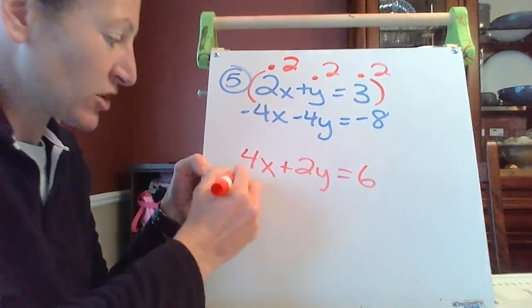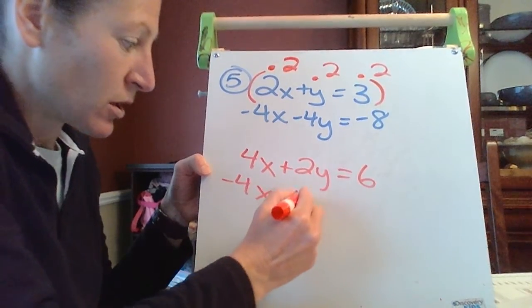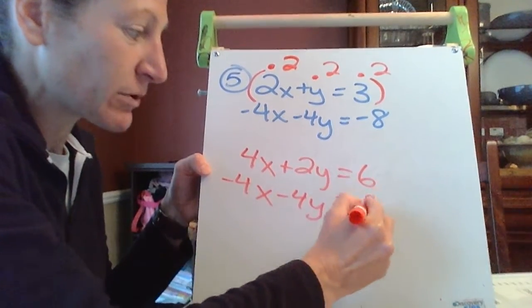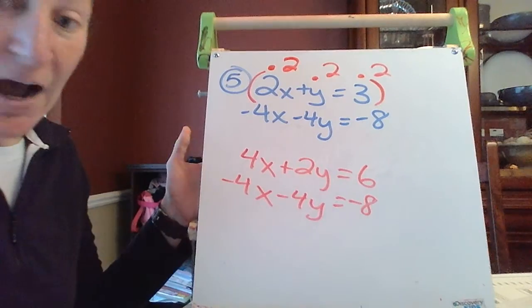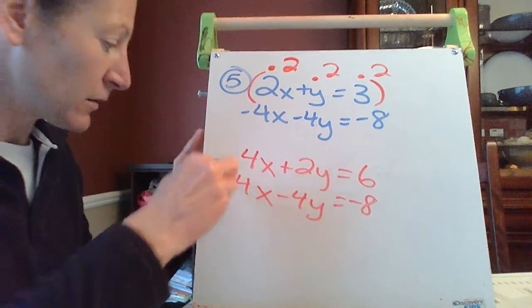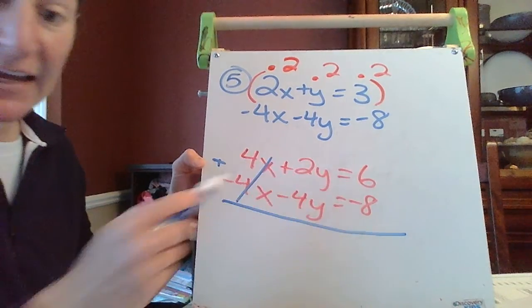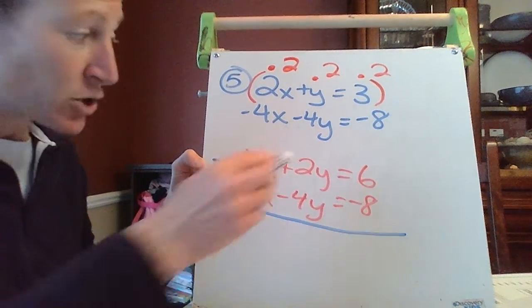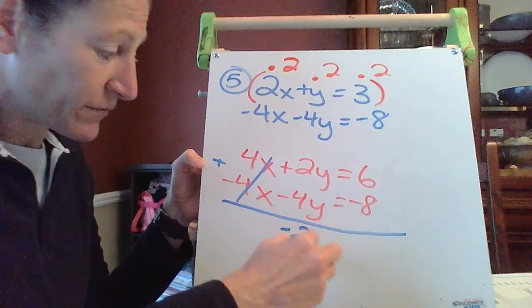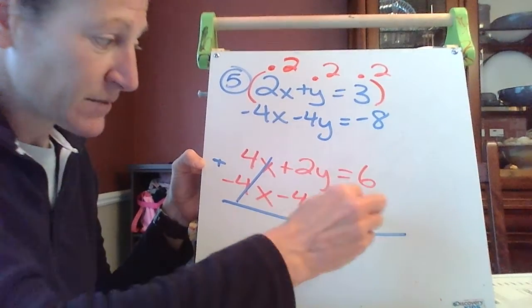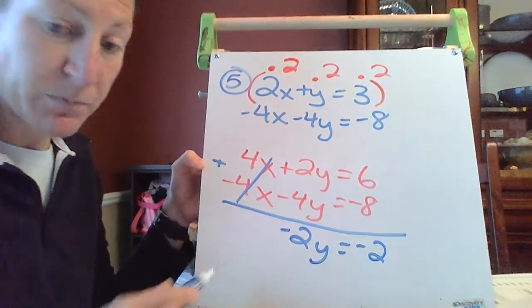My second equation does not change. I'm just rewriting it so it's clearly lined up. And now we add vertically. Boom. Cancels out the x's. It does not cancel out the y's. 2y minus 4y is negative 2y. 6 plus negative 8 is negative 2.